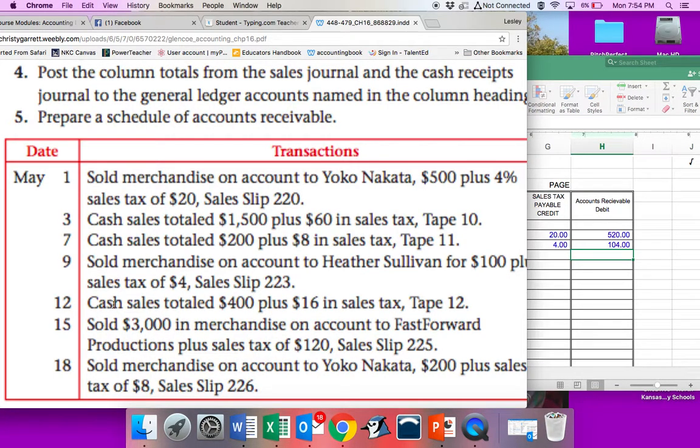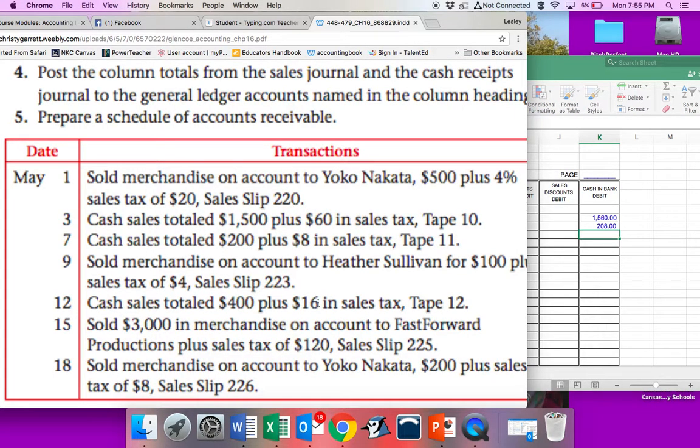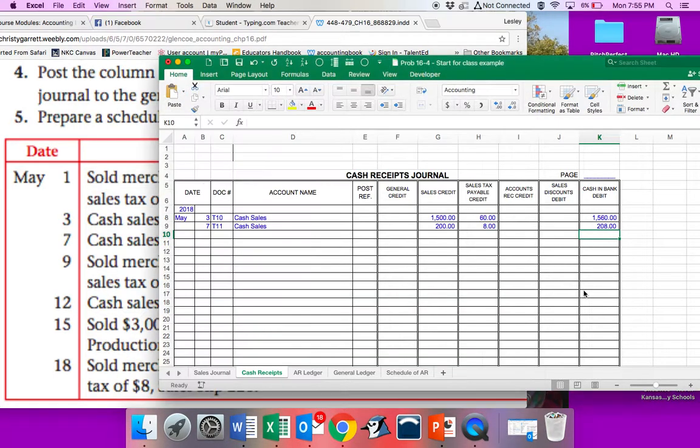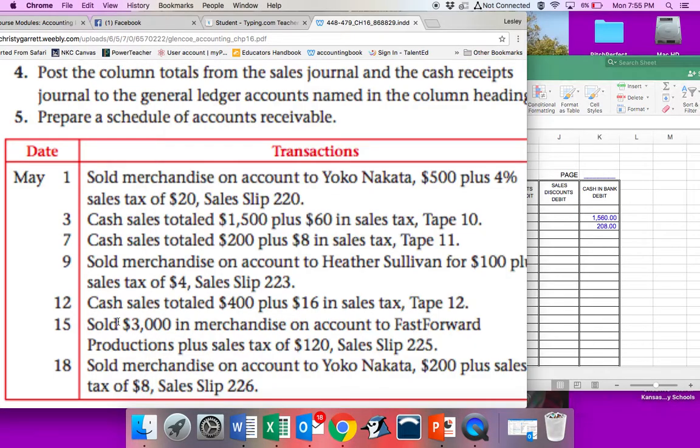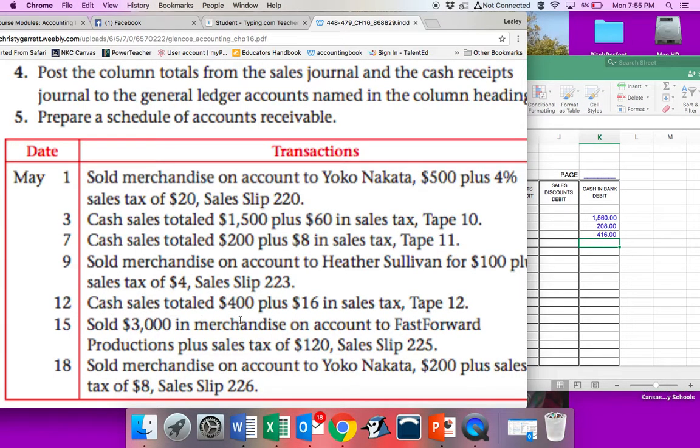All right, then on the 12th, we had another cash sale, again cash sales, cash receipts. So 400 plus $16 in sales tax, tape 12. So 12th, T12, cash sales, and it was 400 in sales, 16 in sales tax, giving us a debit of cash and bank of 416.